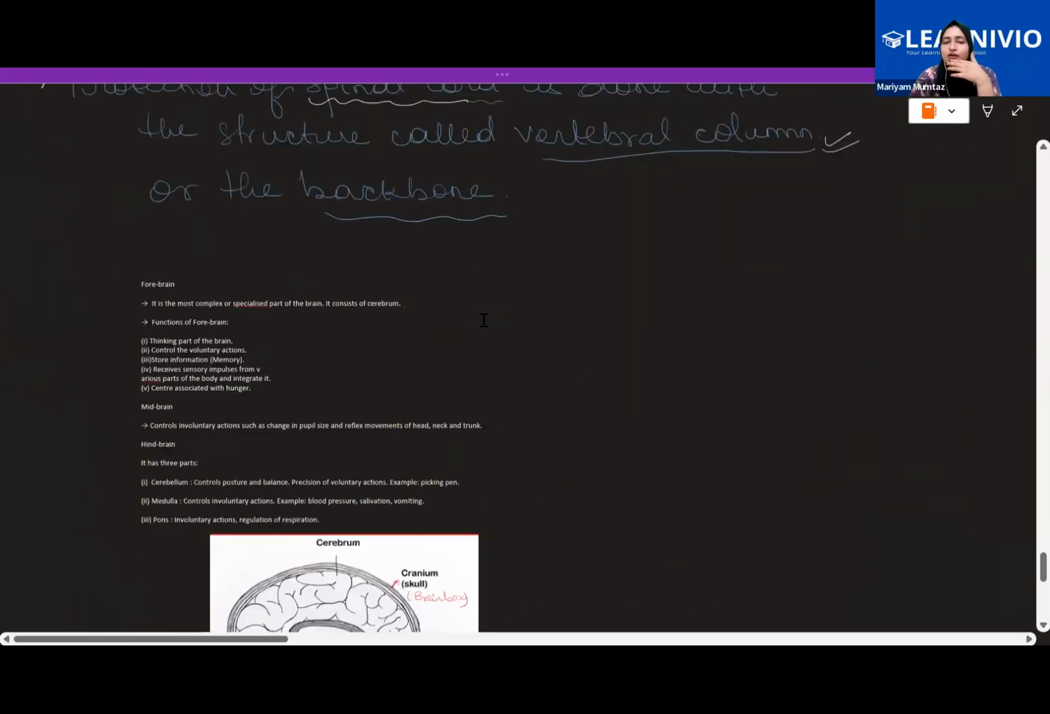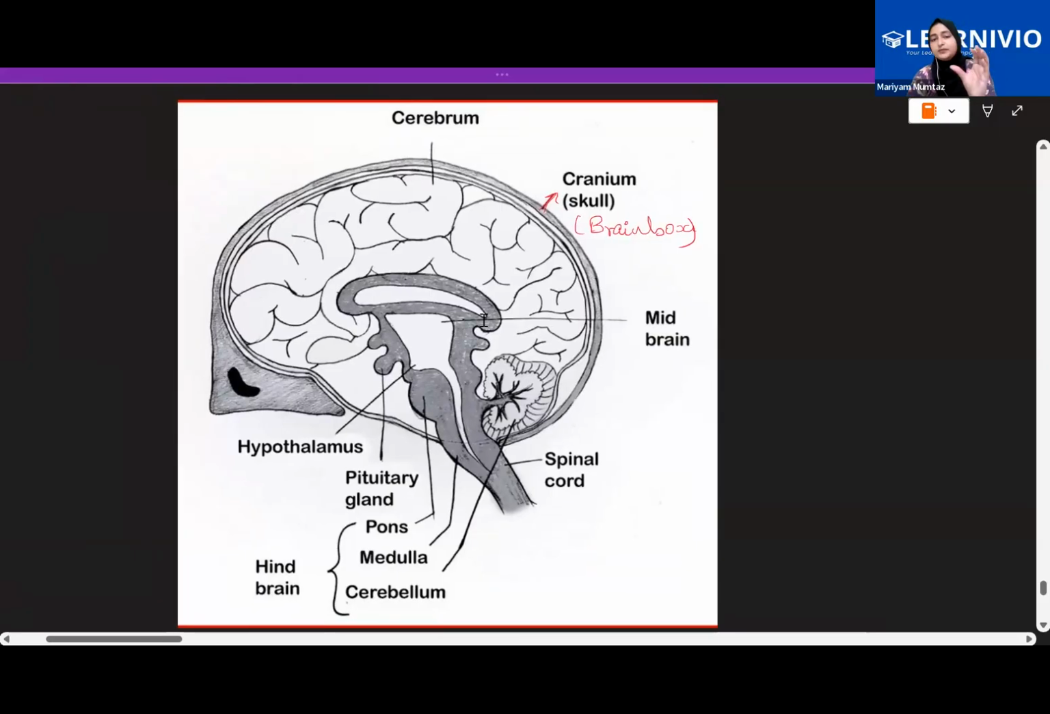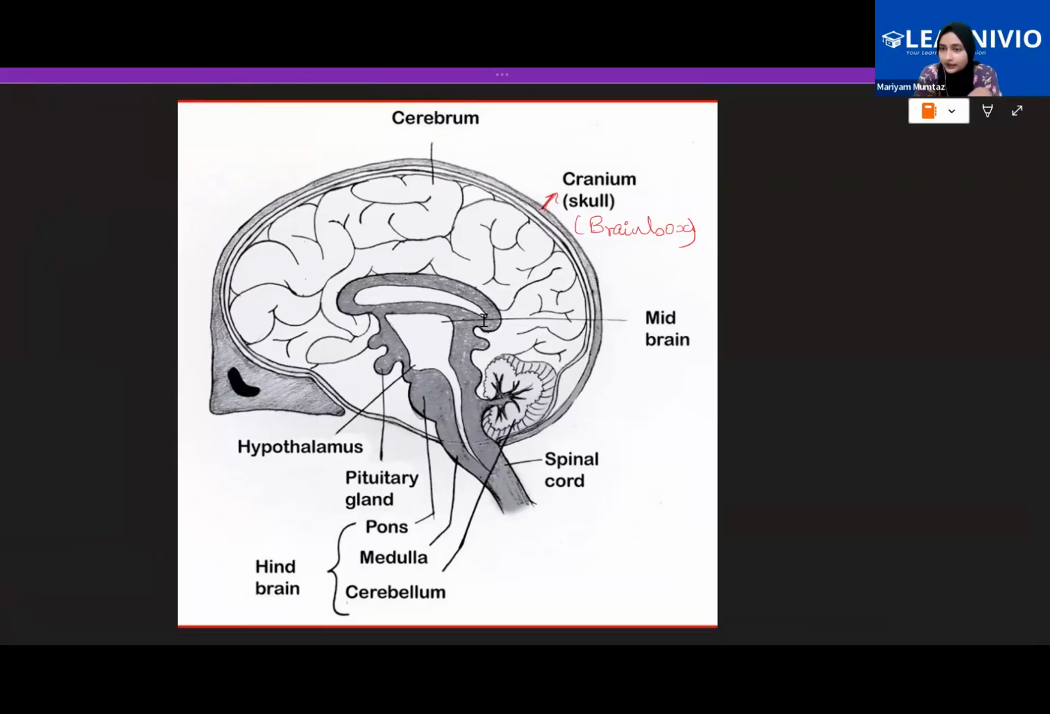No one will ask you to draw the diagram, but one thing can happen: you should know which part is present at which location in the diagram. It's because they can give you the diagram, remove all the labelings, put one line and ask you to write the function of that part they are pointing at. So you should know which part is placed where in this diagram, and you should understand all the labelings. Is it clear?